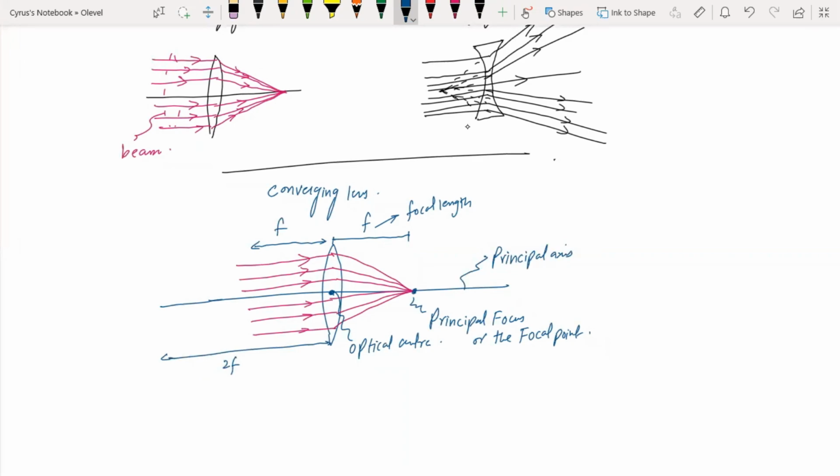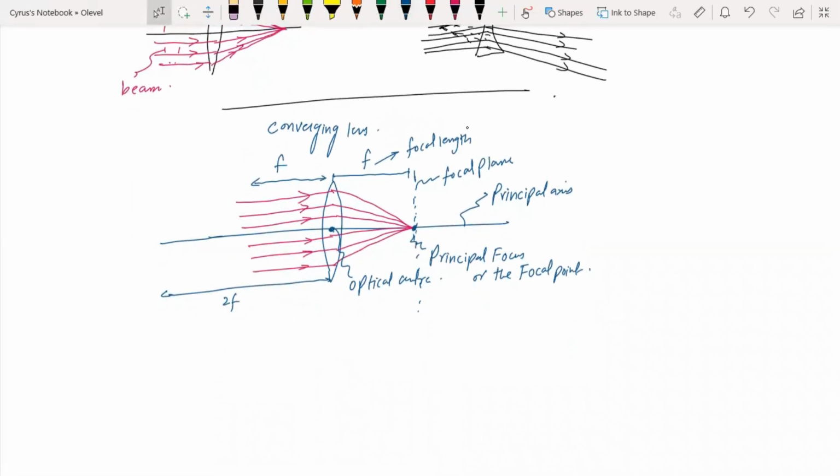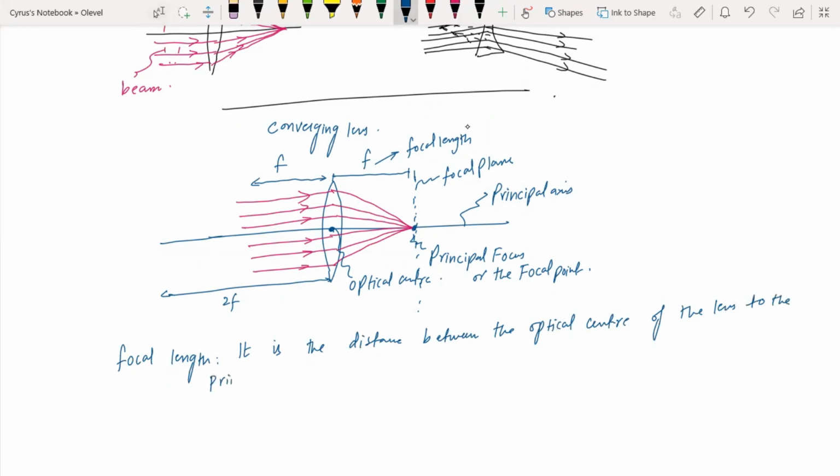And you should know that this here, the plane where the image is formed, is known as the focal plane. We call that the focal plane of the, ठीक है, इसका लेंस का फोकल प्लेन आपके पास बन जाएगा। Is that clear? So I'm going to define these things here. What is focal length? You should know that it is the distance between the optical center of the lens to the principal focus.